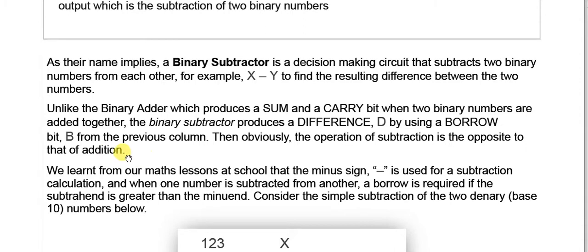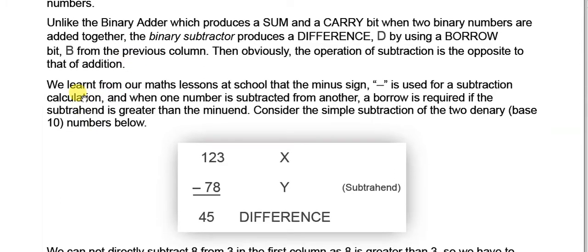We learned from our maths lesson at school that the minus sign is used for subtraction calculation, and when one number is subtracted from another, a borrow is required if the subtrahend is greater than the minuend. Consider the simple subtraction of ordinary numbers, meaning the decimal number system, base 10.